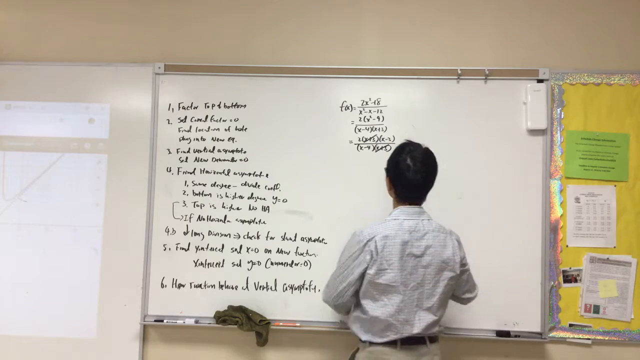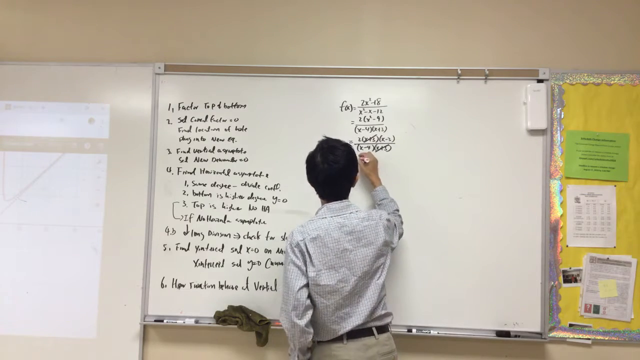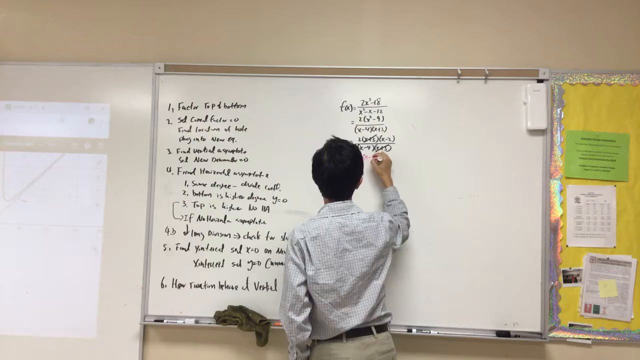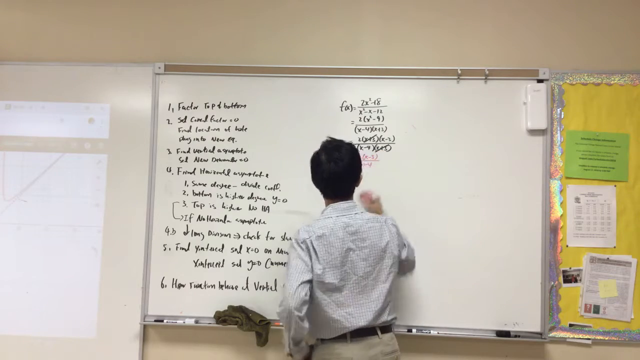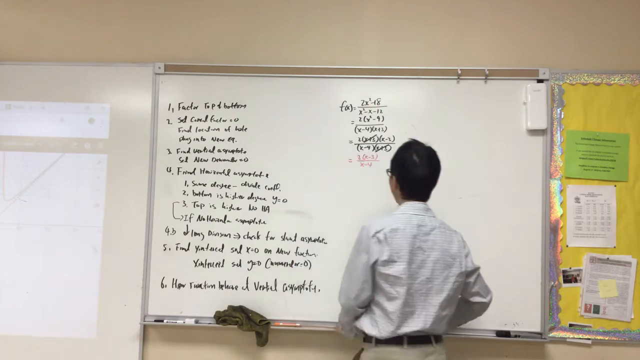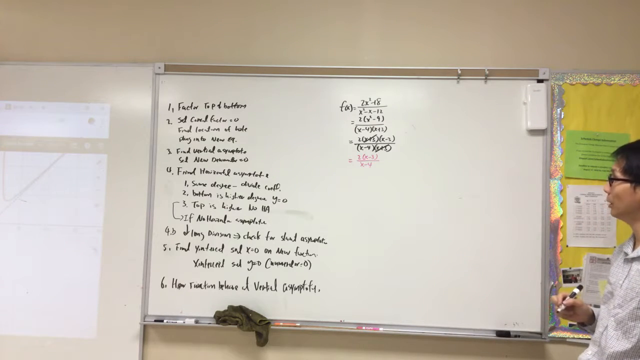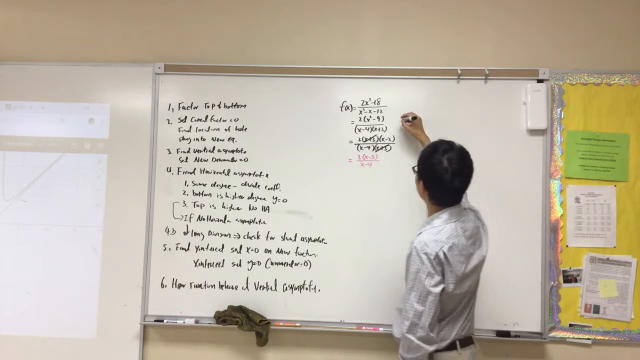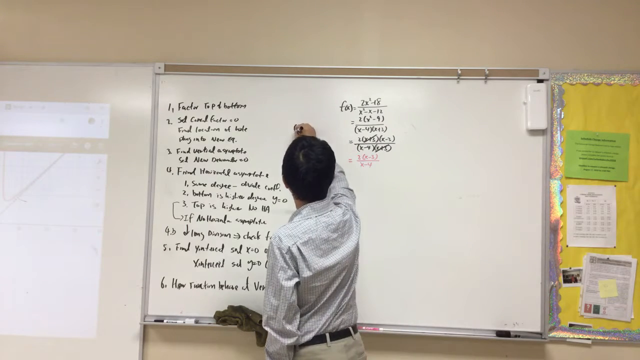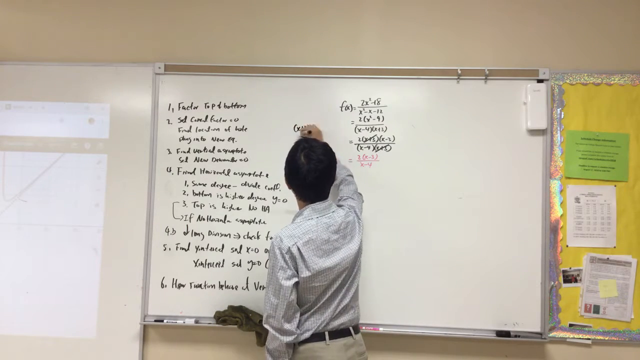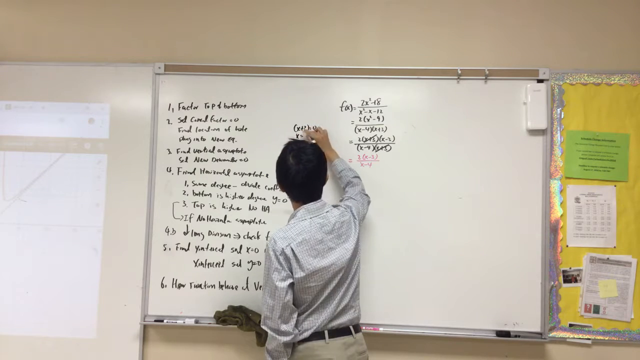Not yet, we're going to write down the new function first. The new function is 2 times x minus 3 over x minus 4. That's the one in red, the function I'm going to use from now on. But the cancel factor here, we're going to write on the side: x plus 3 is equal to 0, x is equal to negative 3.